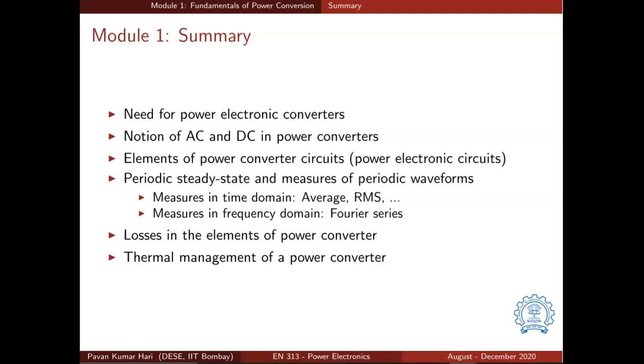Then we looked at the losses in the elements of power converter, more importantly the losses in semiconductor switches, both conduction loss and switching loss under different loading conditions. And finally, we looked at the thermal management of a power converter. How do you handle the heat that is dissipated due to the power losses that occur in the converter? We understood how to design a heat sink for a given semiconductor switch in a power electronic converter.